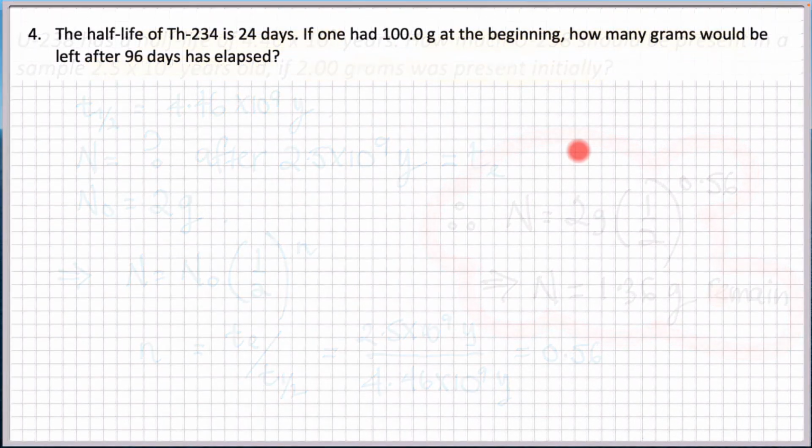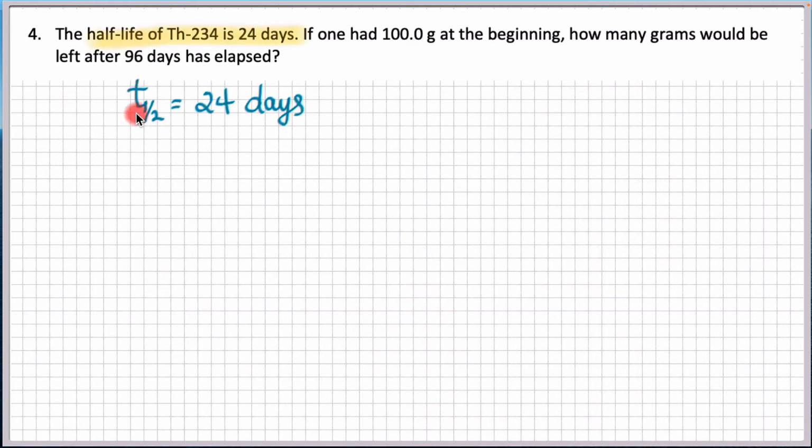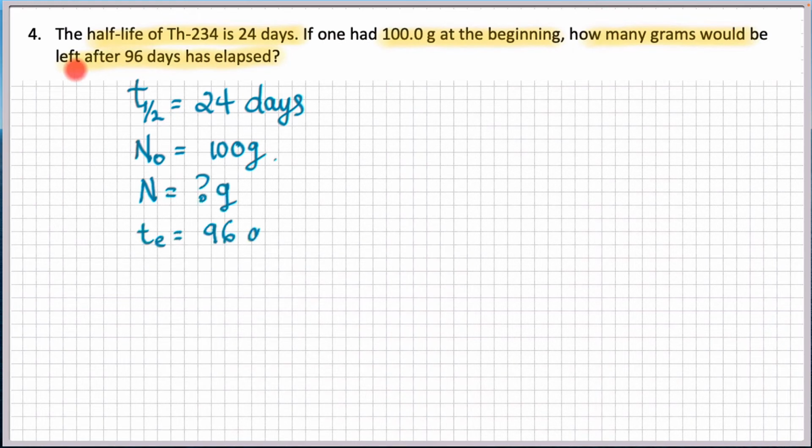Let's have a look at another example of using these decay equations. Here we've got the half-life of thorium-234 is 24 days, so we can write down our T half equals 24 days. If we had 100 grams at the beginning, so N naught equals 100 grams, how many grams would be left? So that becomes our unknown. How many grams would be left after 96 days have elapsed?